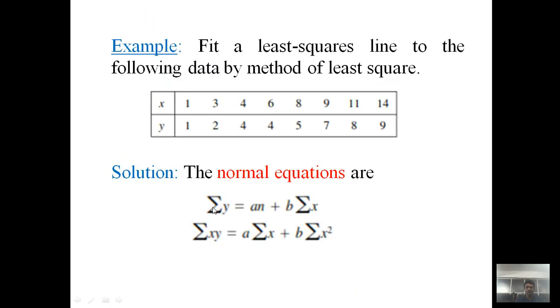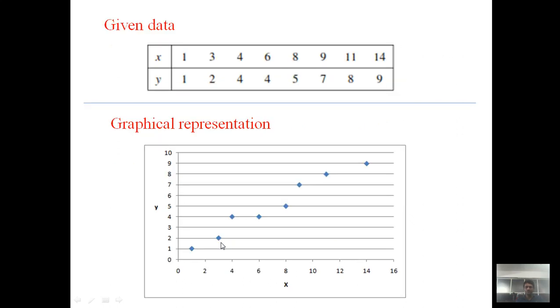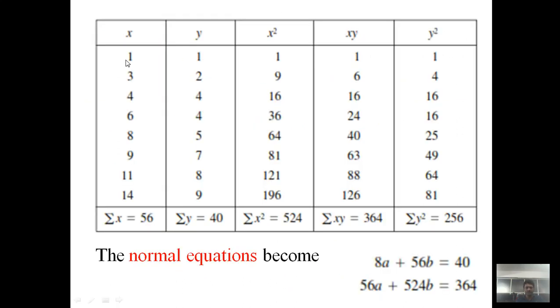As per our convenience, we require the sum of x square, sum of xy, sum of x and sum of y. So x square is nothing but the square of each and every element in this column. So 1 square is 1, 3 square is 9, 4 square is 16, and so on, 14 square is 196. x into y: 1 into 1 is 1, 3 into 2 is 6, and so on, 14 into 9 is 126. Similarly, the last column is the square of the second column, so take the square of each and every element and substitute in the respective cells.